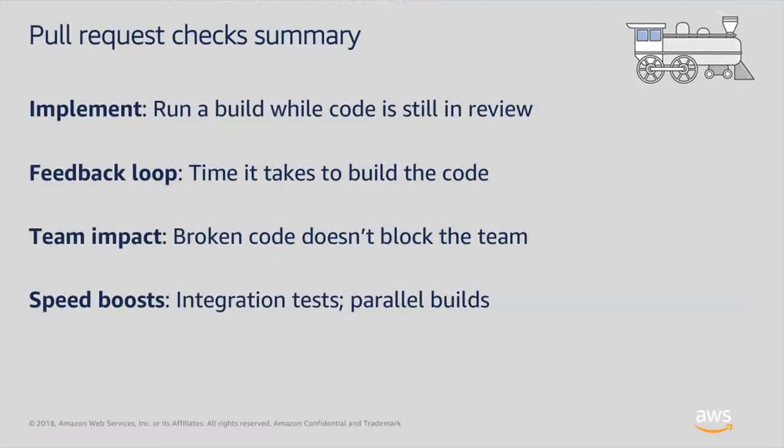So let's look at this in summary. We want to be able to implement a build while code is still in review, so before it's committed. We want to tighten up that feedback loop. So going back to that journey, this is the flywheel. We want to get this going as quickly as possible. So we want to shorten the time that it takes to build the code, and we want to make sure that we're not blocking any other developers on the team if code is broken or does fail a build. So we want to limit the team impact.